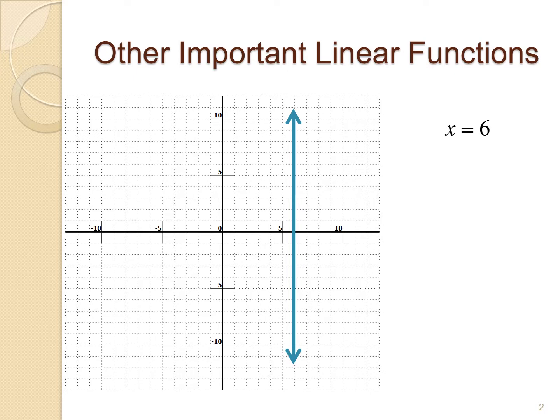Whenever you see an equation like this where x is equal to 6, that means the x value always has to be equal to 6, hence the straight line up and down. For any y value, the value of x is 6. That's what makes it vertical.